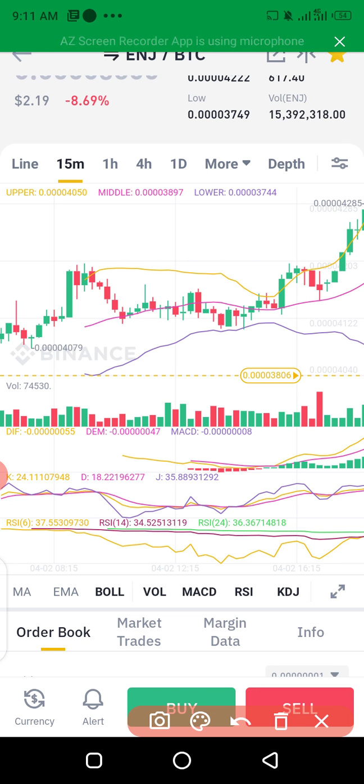So these are engulfing chart patterns. You see this red candlestick that I marked here, it engulfs this green candlestick.